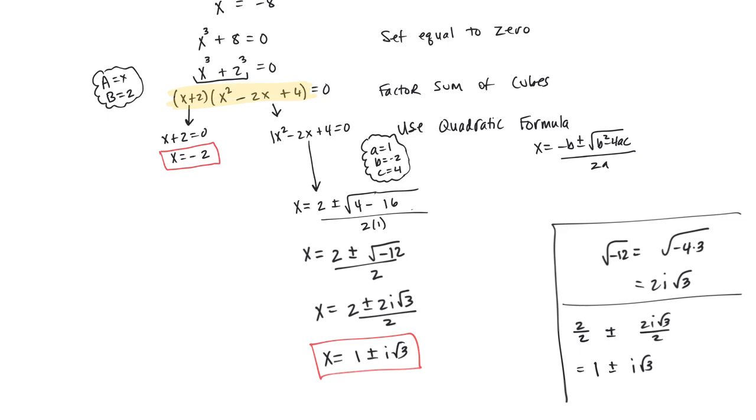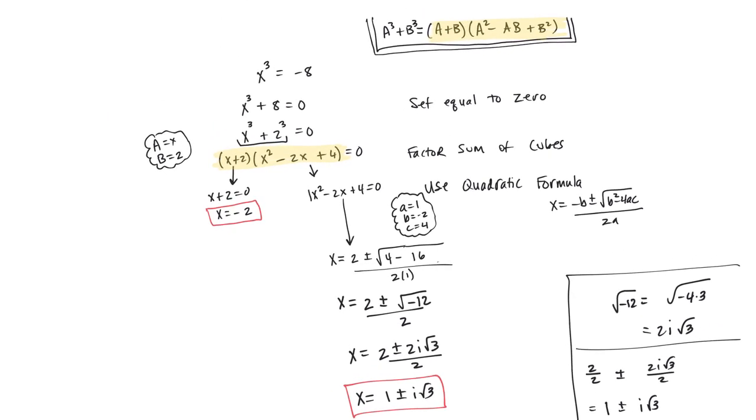Good, so let's look at what we did. First, we needed to set this equal to 0. And so we set equal to 0, and then we needed to factor the sum of cubes, and then we used the quadratic formula.